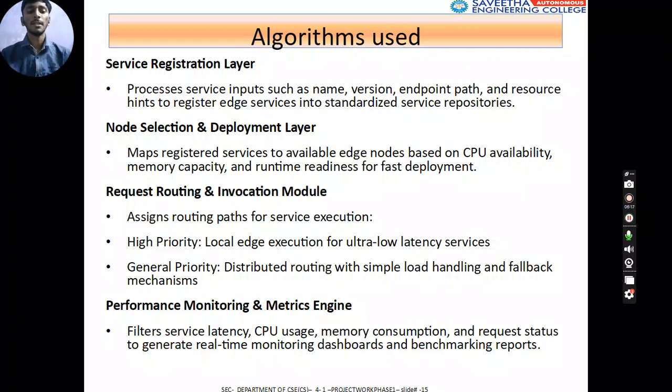The nodes are selected by mapping registered services to available edge nodes based on the availability of CPU, memory capacity, and also the runtime. The request routing and invocation modules assign routing paths for service execution. High priority means local edge execution for ultra-low latency services. General priority means distributed routing with simple load handling.